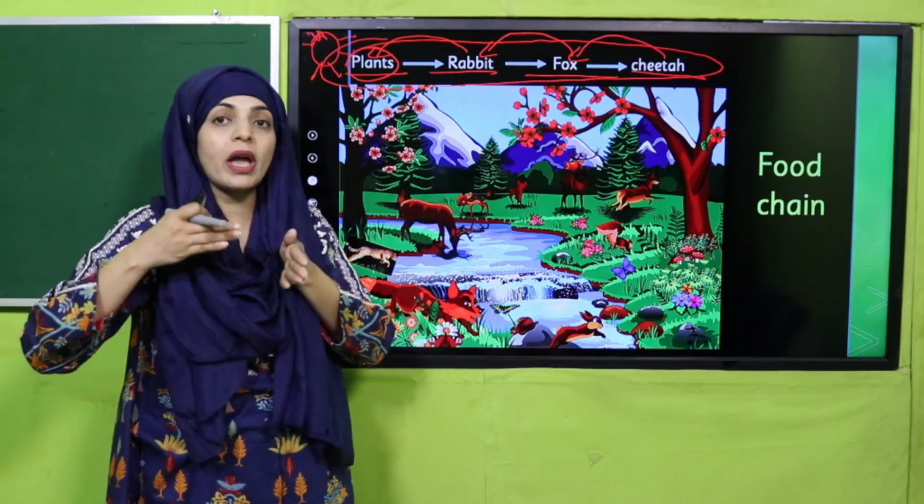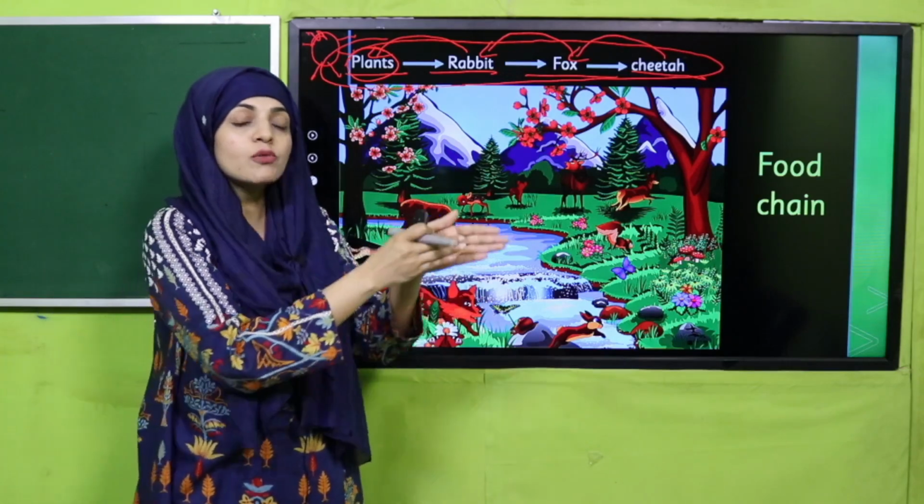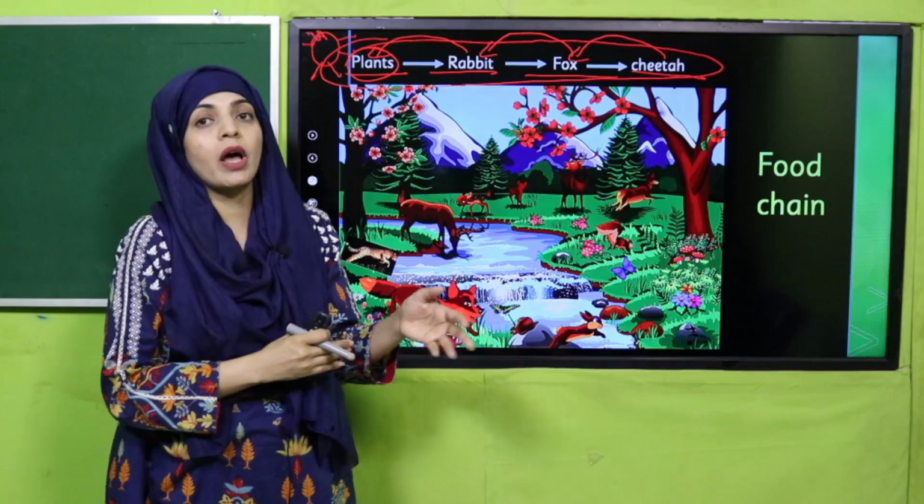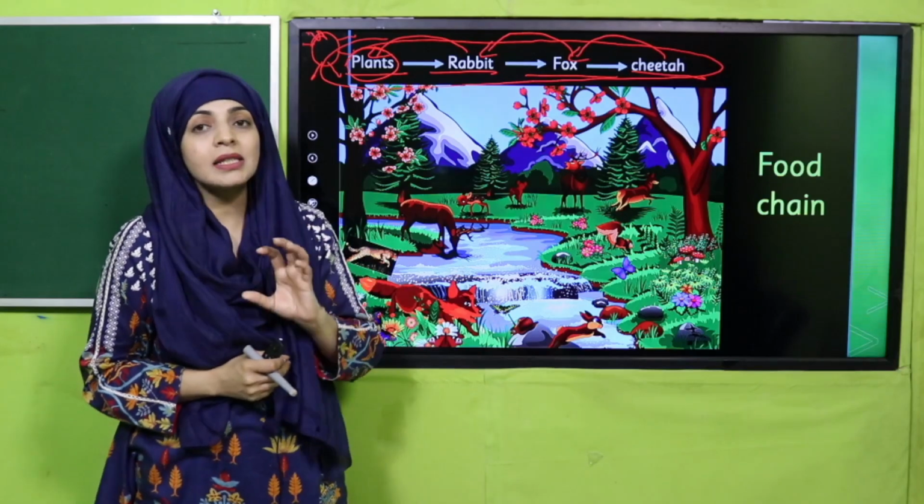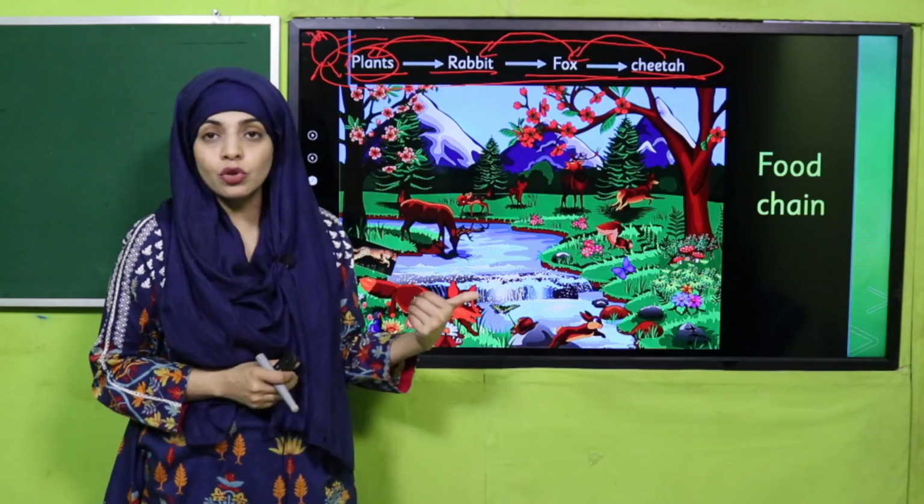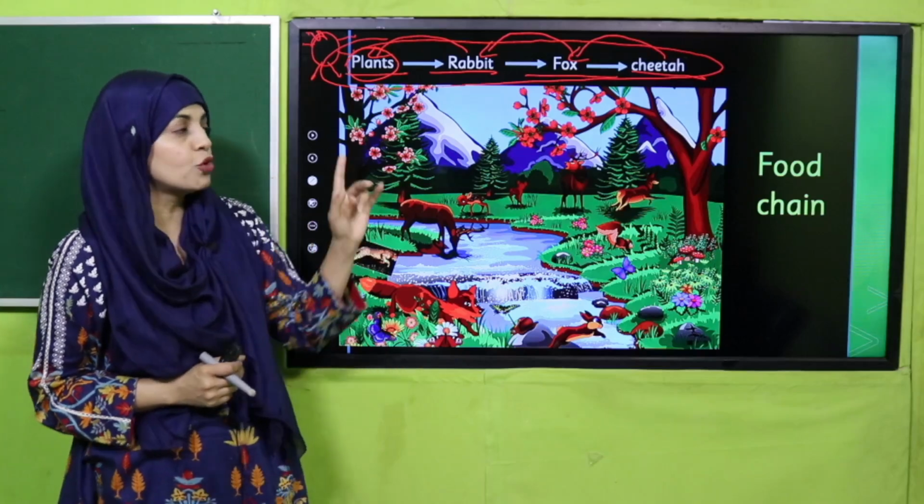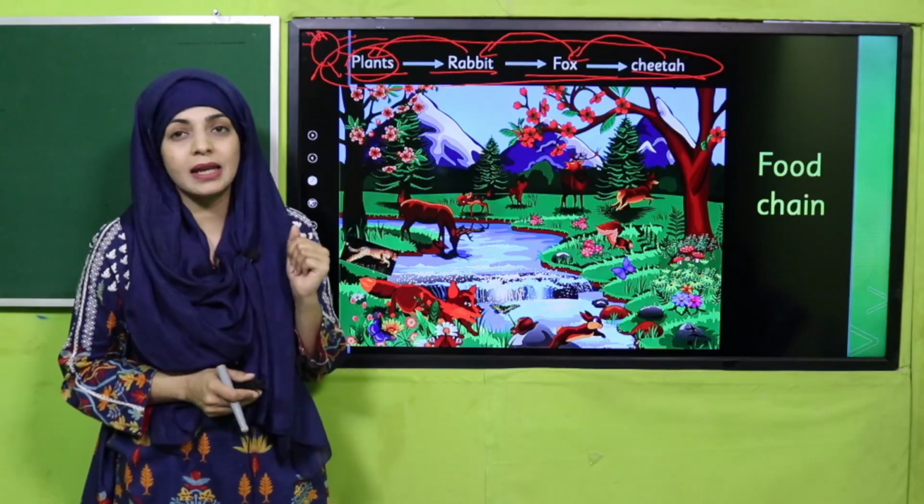और इस तरीके से जो energy का flow है वो organism to organism transfer हो रहा है because of food, and this type of transfer is called a food chain. इस पिक्चर में बहुत सारी food chains हैं, हमने सिर्फ एक डिस्कस की है as an example.